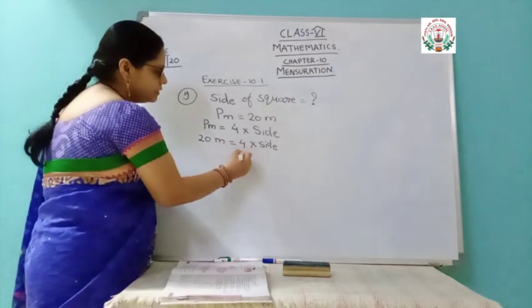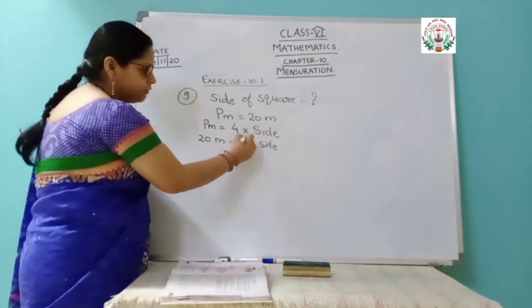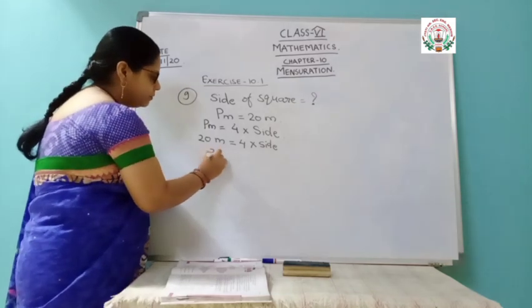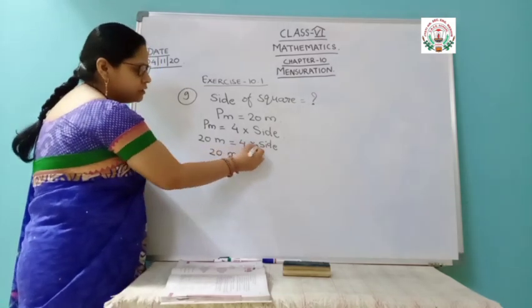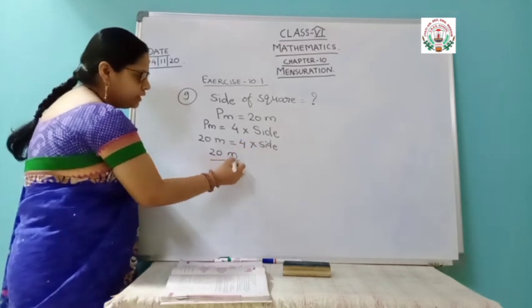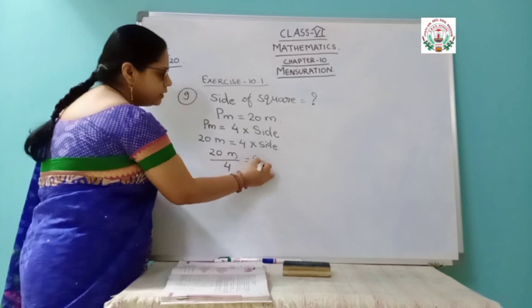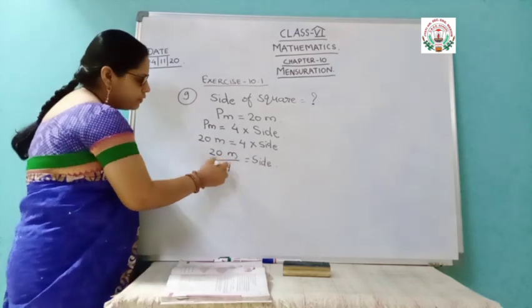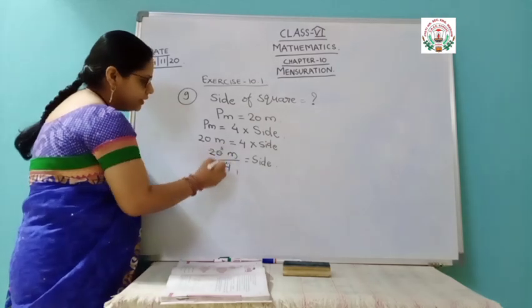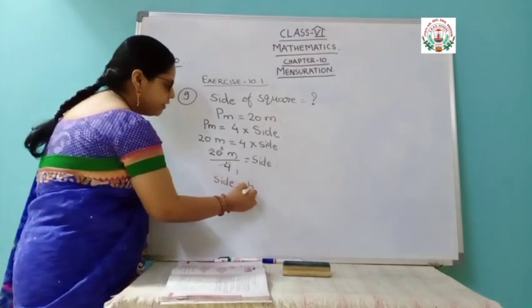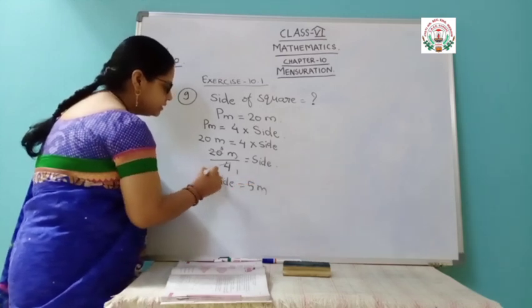Now here it is into, so this 4 when you bring this side of equal it will come in divide form. That means 20 meter. This is in multiplication form. So when you bring it this side, it will come in the divide form. And here only side will be remaining. Now you cancel it. 4 ones are 4, 4 5s are 20. So side you got 5 meters. This is the answer.